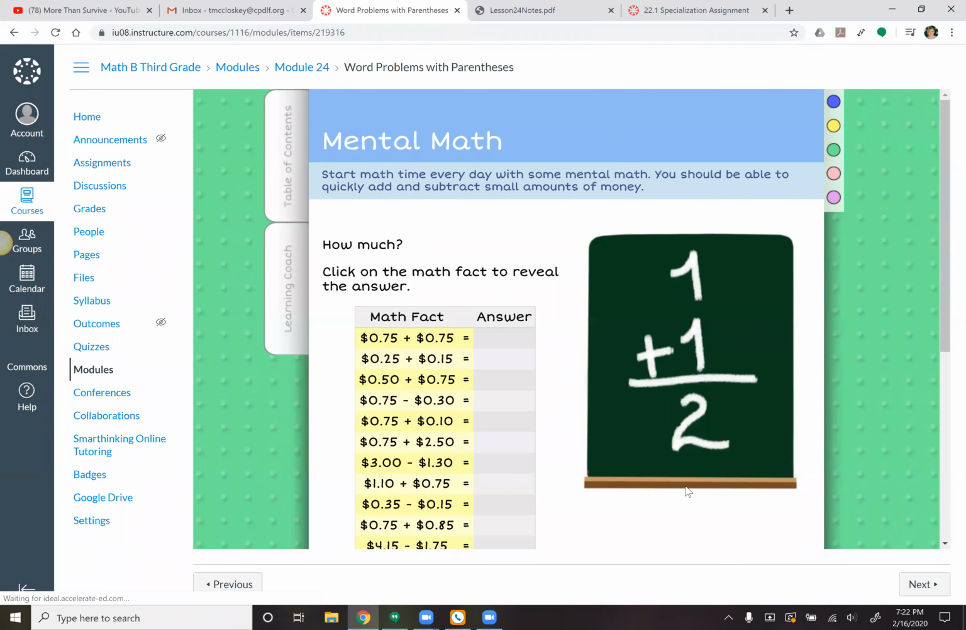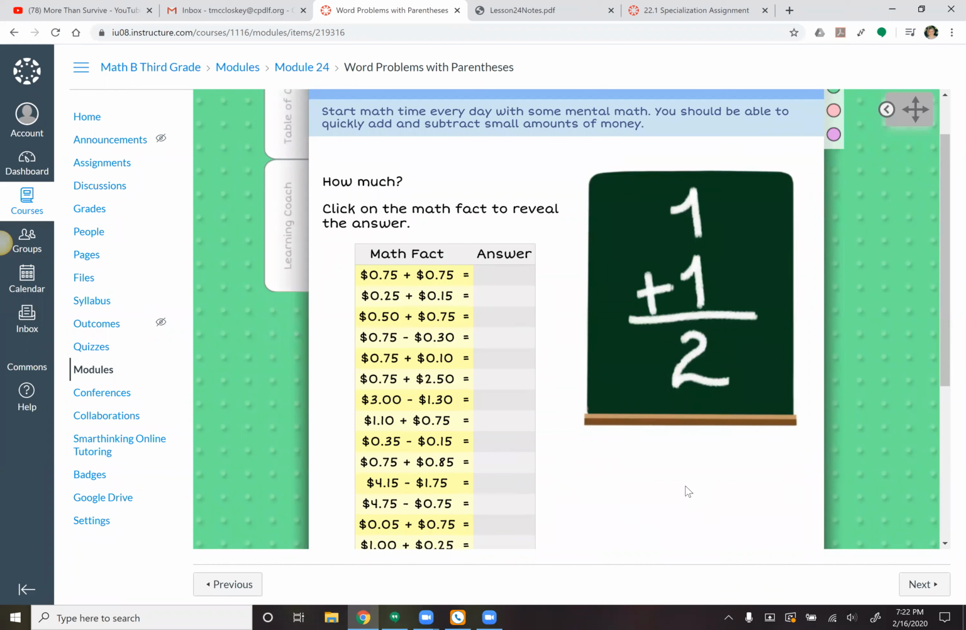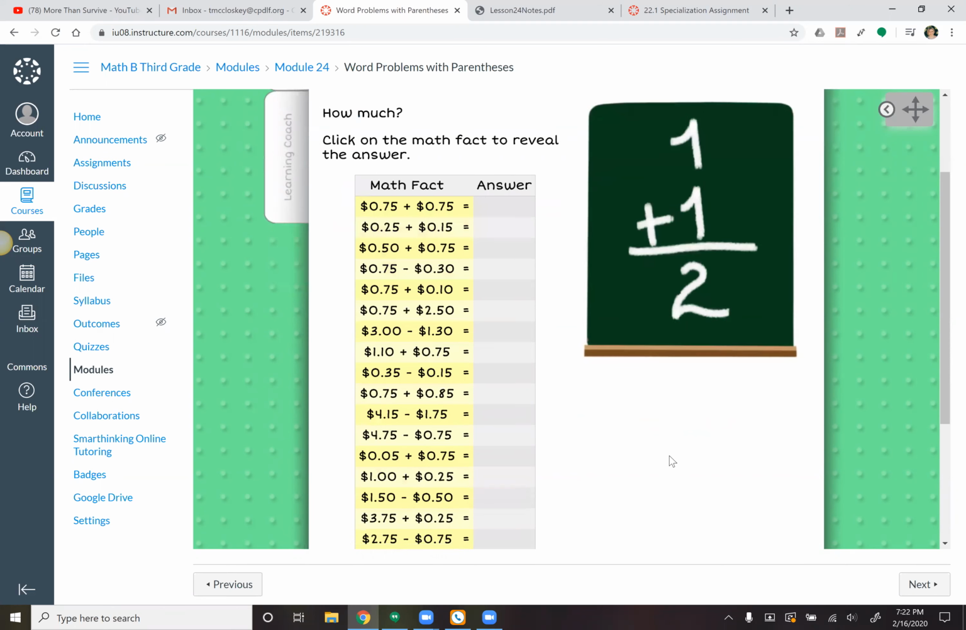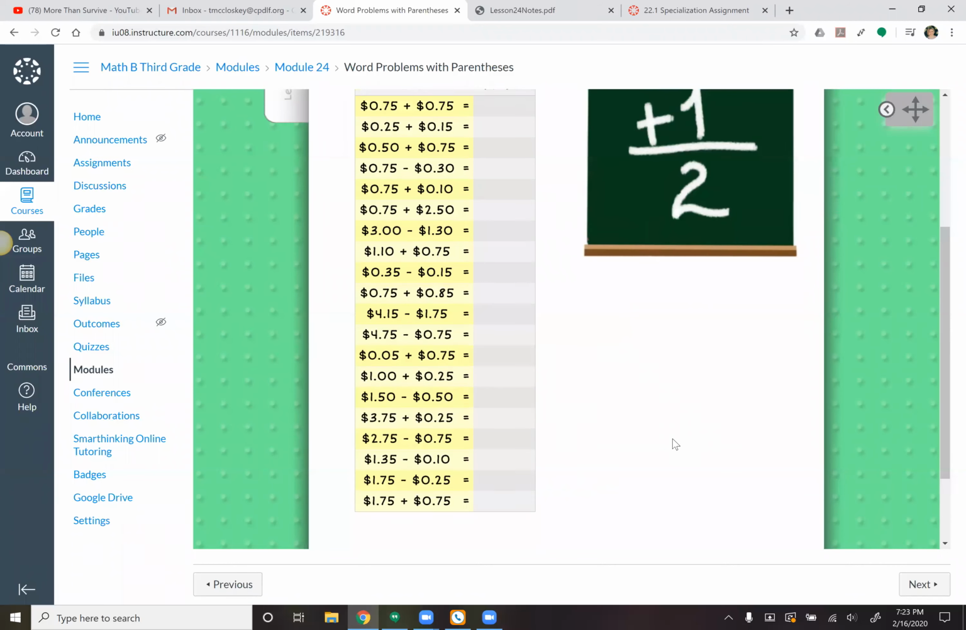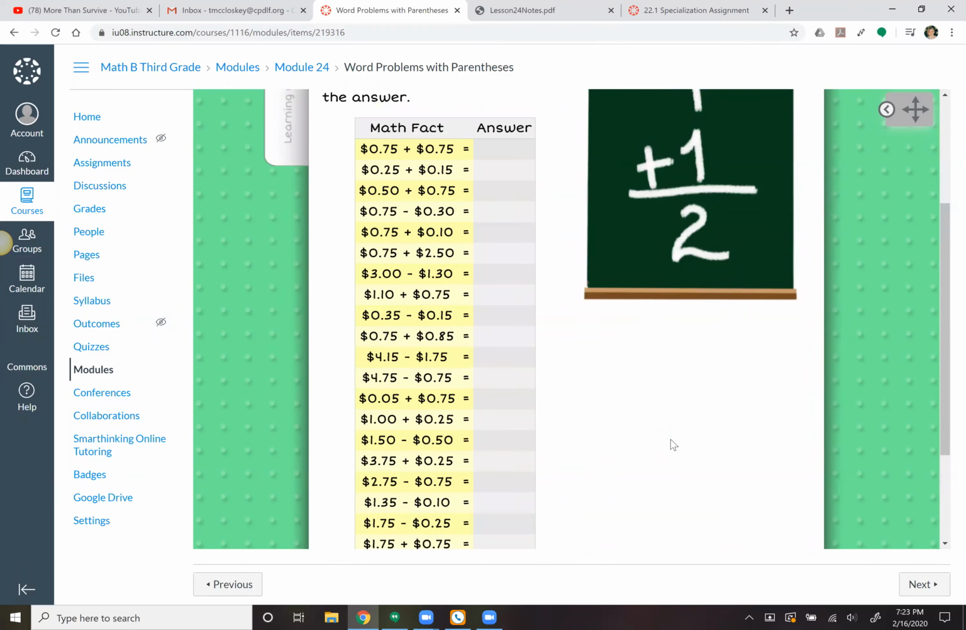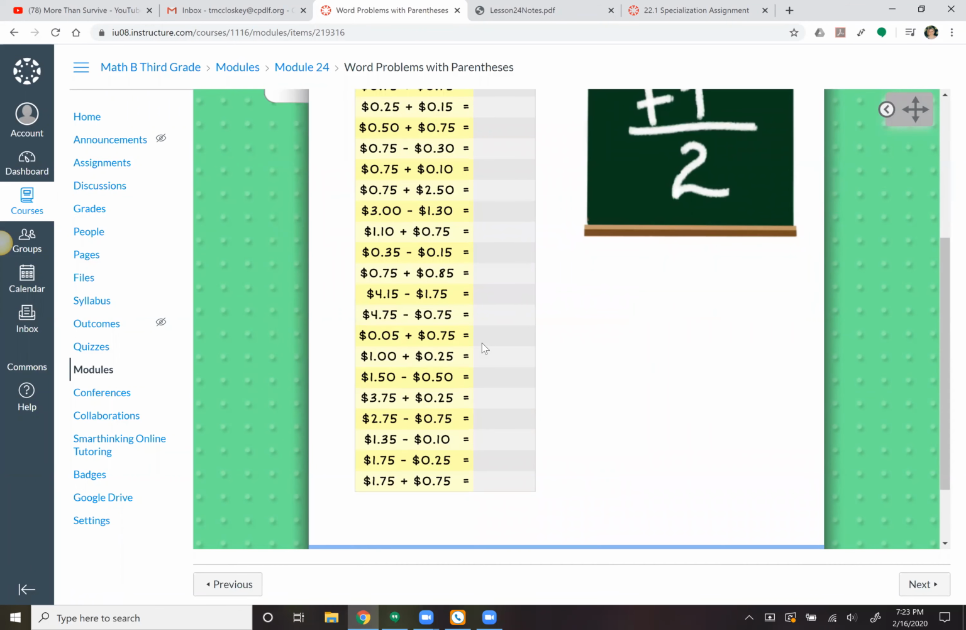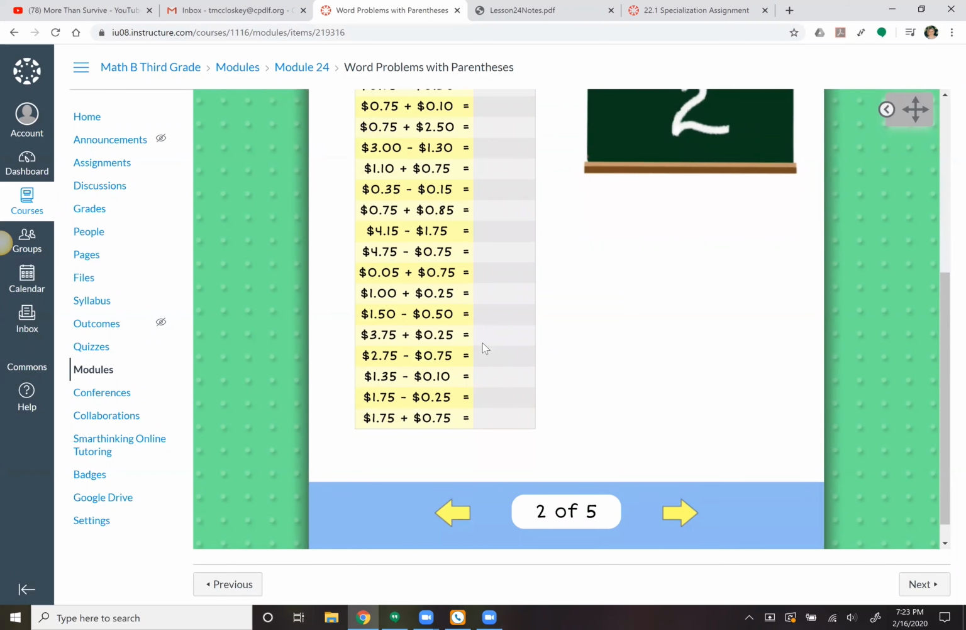And then wake up with some mental math. So it's important to start every day with some mental math. It helps you learn how to add and subtract small amounts like super quickly, and it wakes up your brain. So pause this video, take a minute to go through these, practicing. We're adding money just like we've been doing. So just practice that real quick, and then just pause me, practice that, and I'll be on the next page when you're done.